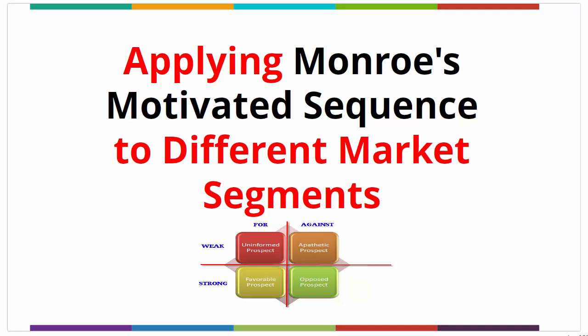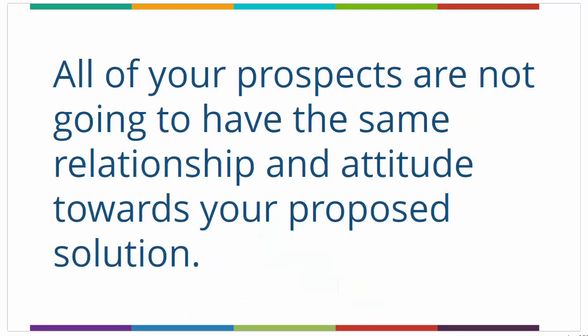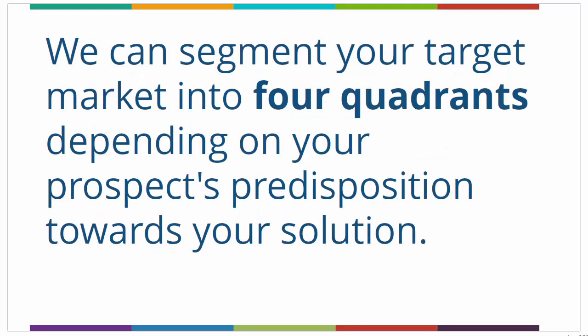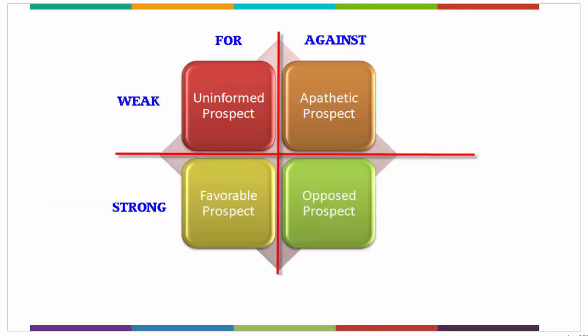Okay, now all of your prospects are not going to have the same relationship and attitude towards your proposed solution. So what we can do is segment your target market into 4 quadrants depending on your prospect's predisposition towards your proposed solution. And here we have a quadrant showing the different places in which your prospect may lie.